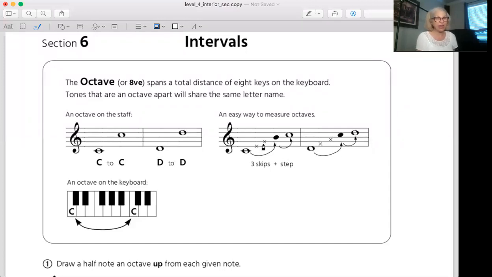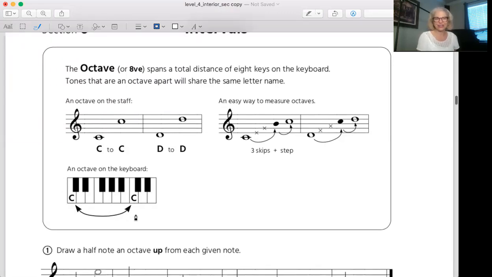Here's an easy way to measure octaves. You'll see that middle C is on a line. We'll do 3 skips, 1, 2, 3, and then a step. And there we are, we have the distance of an octave. If your notes started on a space, you could do 3 skips, 1, 2, 3, and a step. There you would be on the octave line above. Here's what an octave looks like on a keyboard. Really easy, C to C.